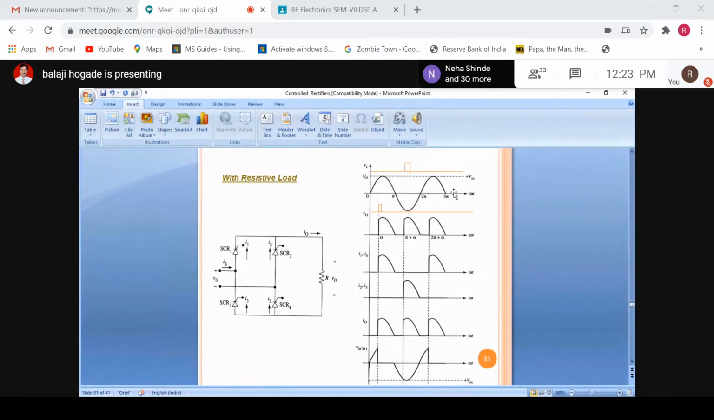So first of all, you need to draw this AC input, then this IG1 and IG4, then this IG2 and IG3. And after that, you can draw output voltage, then output current or currents through SCR1, SCR2, SCR3, SCR4, etc. and load current and voltage across SCRs.